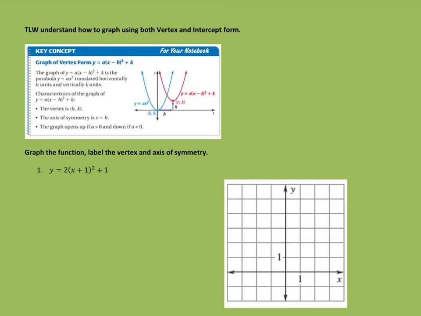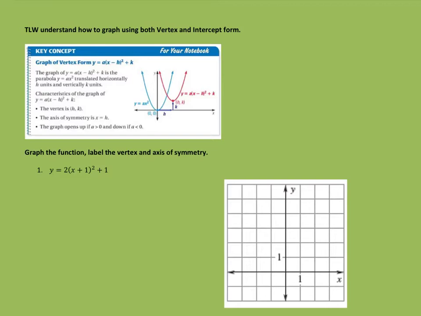Alright guys, today's goal: the learner will understand how to graph using both vertex and intercept form. So it says graph of vertex form right here. y equals a times (x minus h) squared plus k. The graph is the parabola y equals ax squared translated horizontally by h units and vertically by k units. So what that means is, well, let's talk about it with this first example.